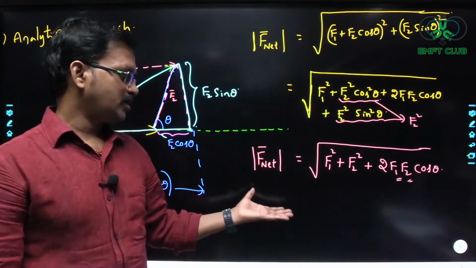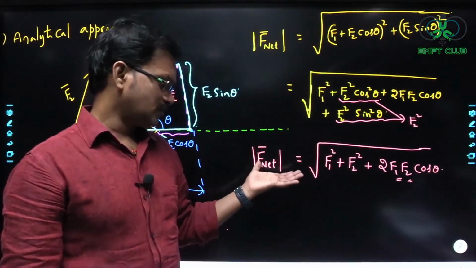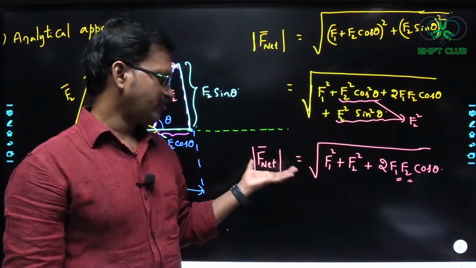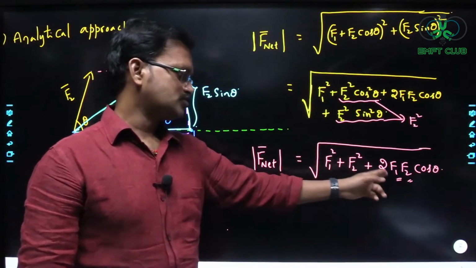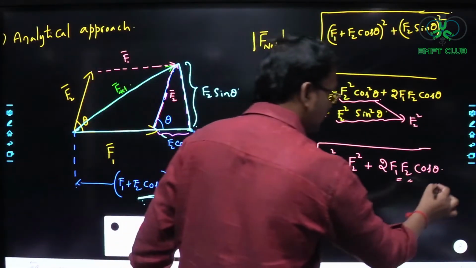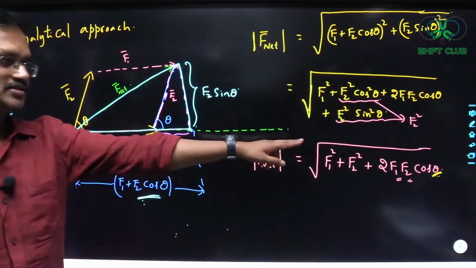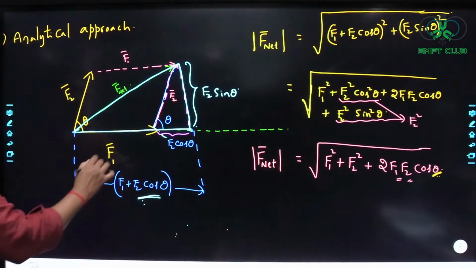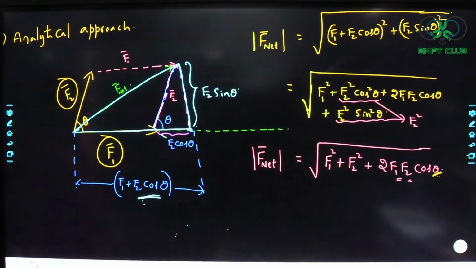So if you observe here, the net force F bar is equivalent to what? Square root of F1 square plus F2 square plus 2 F1 F2 cos theta. That means it is depending upon what? It is depending upon the angle between the two vectors. So theta is nothing but the angle between F1 bar and F2 bar. Yes or no? Okay.